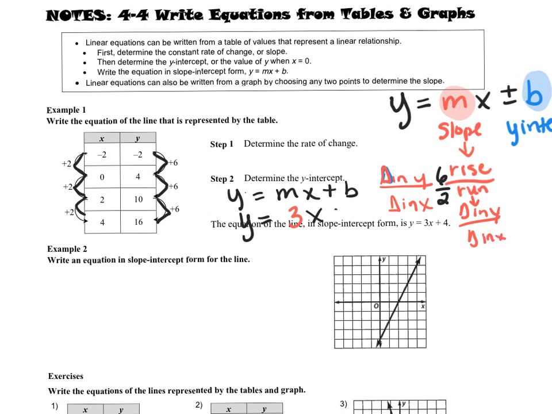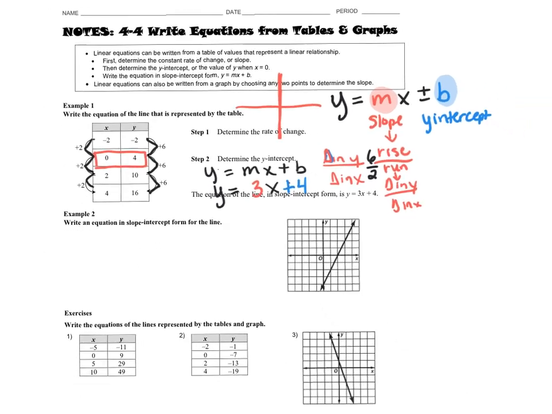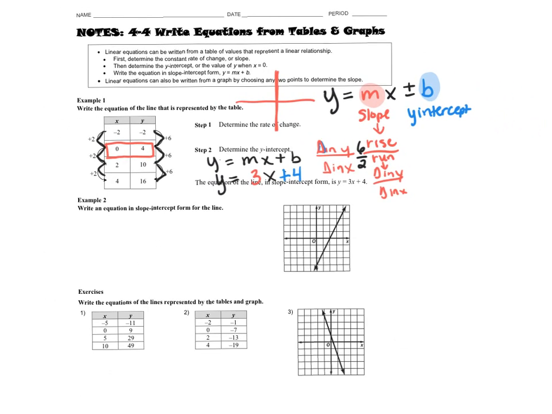Okay? The second part is I go to the table and I find where my x is 0, because on this graph right here, if it's on the y-axis, our x would be 0. So at this point right here, the x is 0 and the y is what? 4. So that means our b is plus 4. So I took the two things. I took the change in y over change in x, and I found the y-intercept, and I inserted them into the equation.